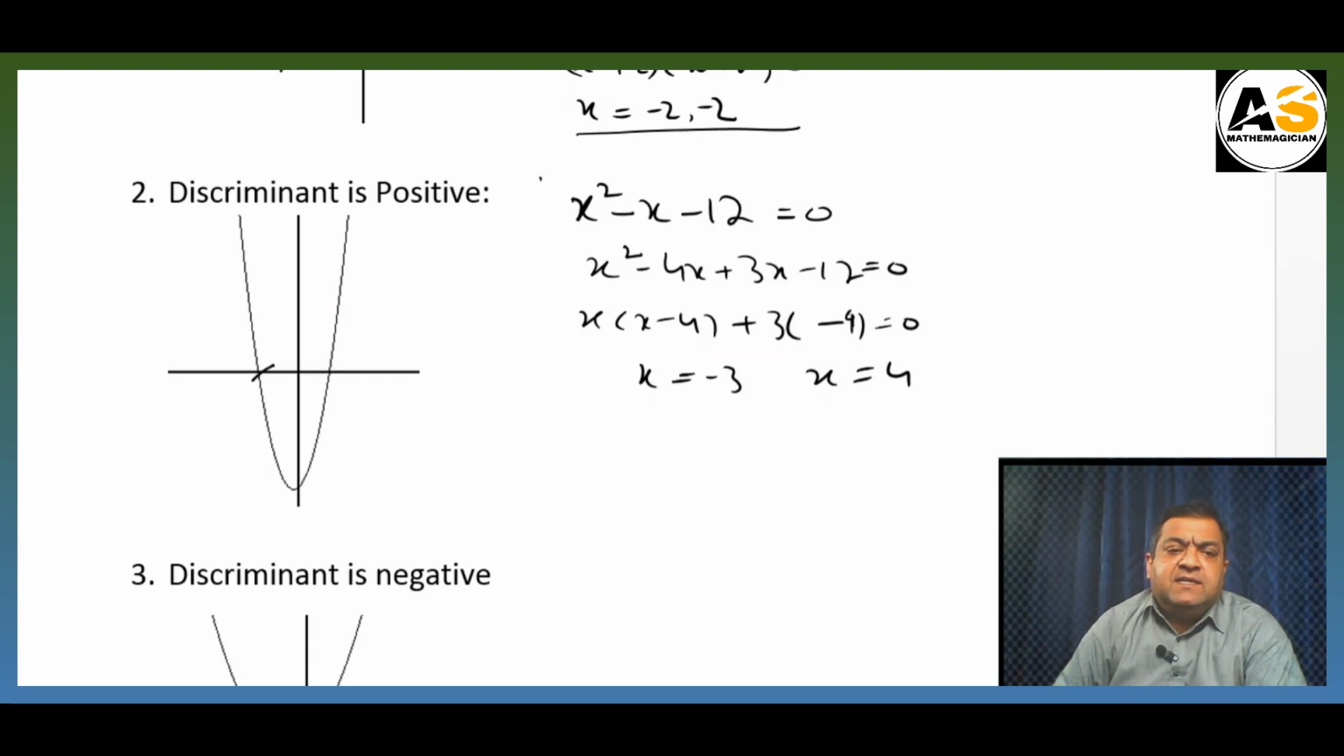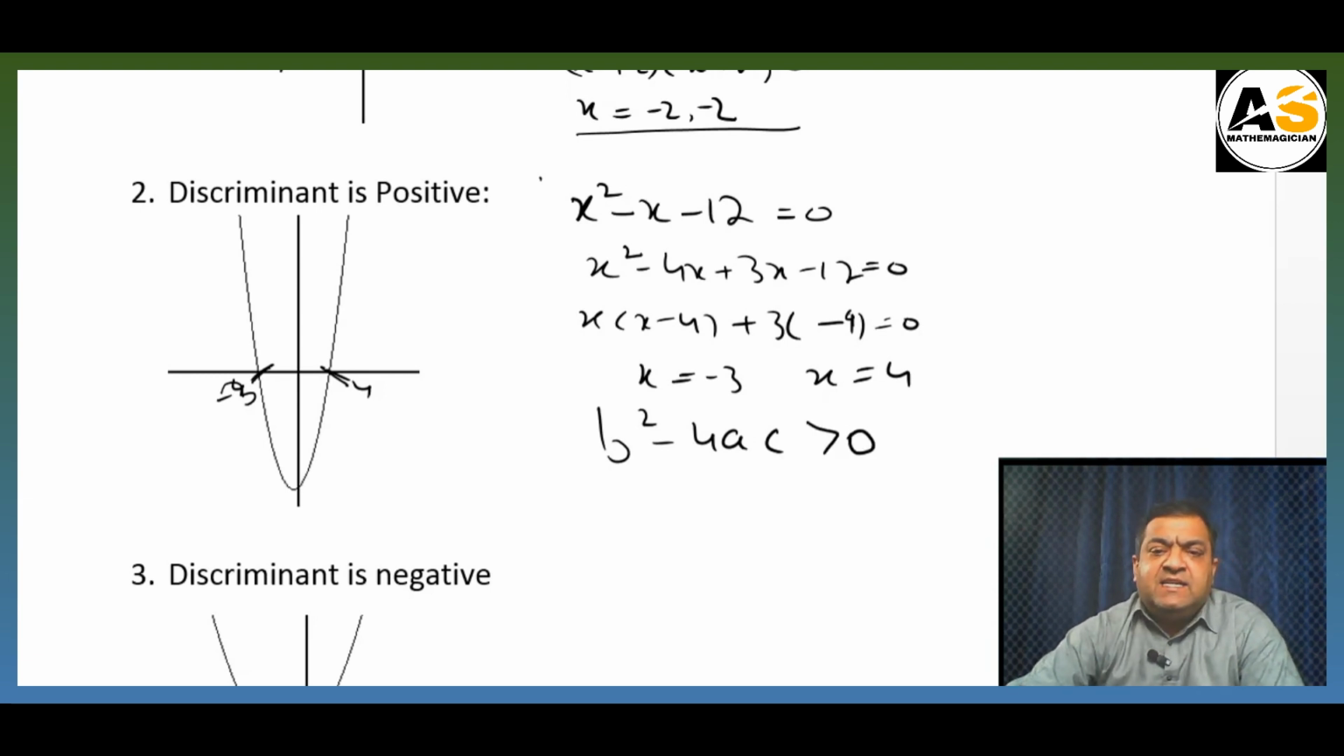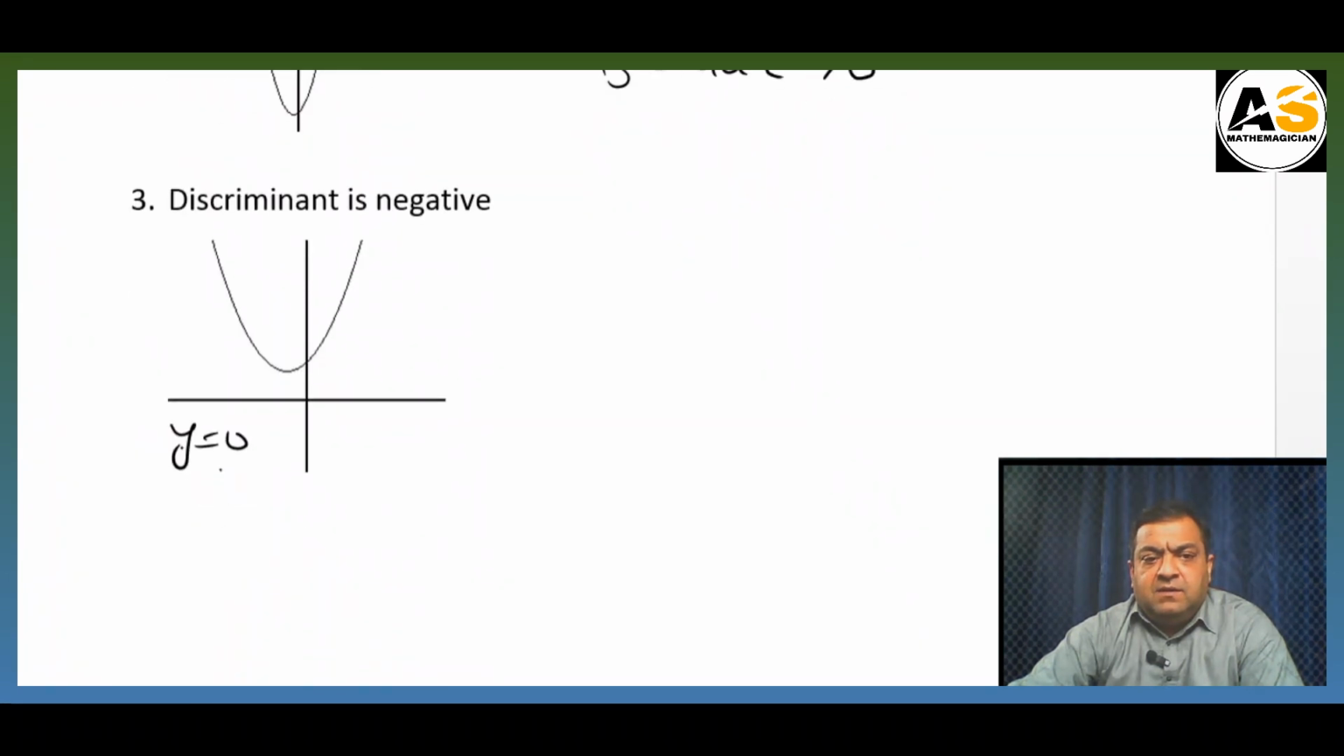Graph will be like this. Rough graph will be like this. This is first root minus 3 and second root is 4. And you can see that the graph is intersecting the x-axis at two different points. So for that, our necessary and sufficient condition will be that the discriminant is positive. Let us discuss the third case, when this discriminant is negative.